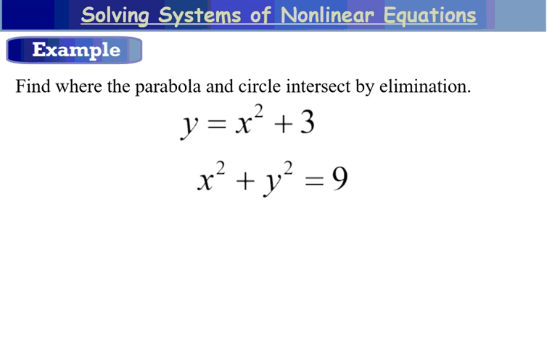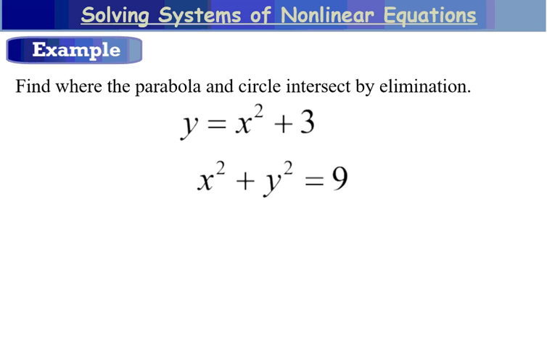We got one last one to try, and that's finding where this parabola and the circle are going to intersect, and we're going to do this one by elimination. I see that it could be set up for substitution, but I just want to show you that you can do it honestly either way.